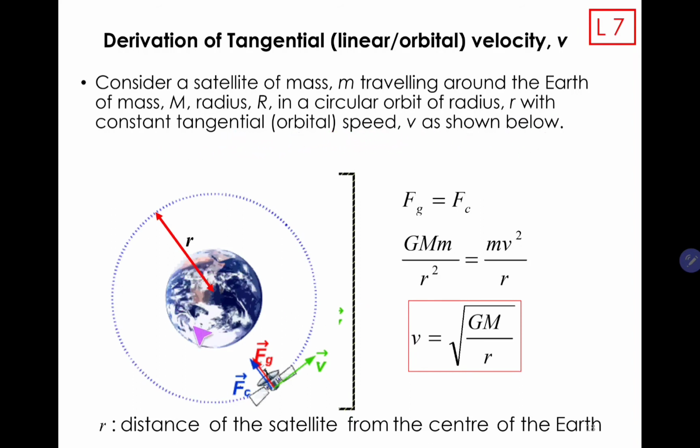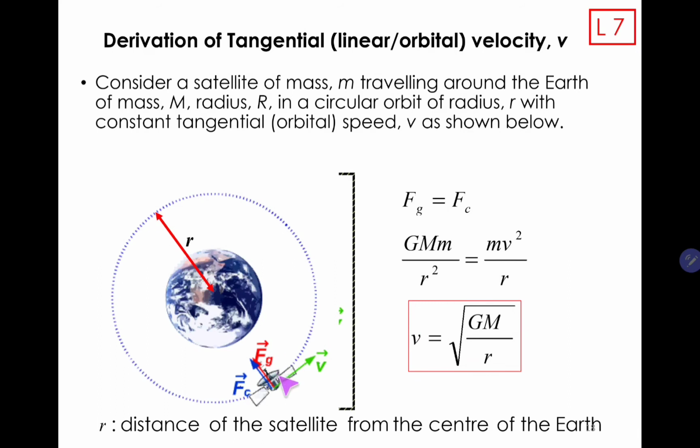So this is the planet and this is the satellite. The satellite is just orbiting the planet or Earth. The separation between the satellite and the center of the planet is r. So how do we find the tangential velocity? The green vector here represents the tangential velocity, which is tangent to the circle. So how do you get this?